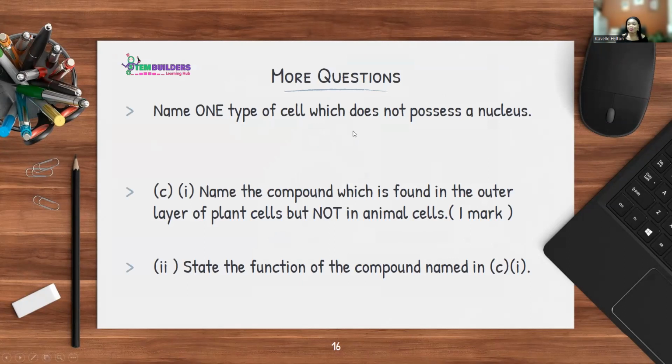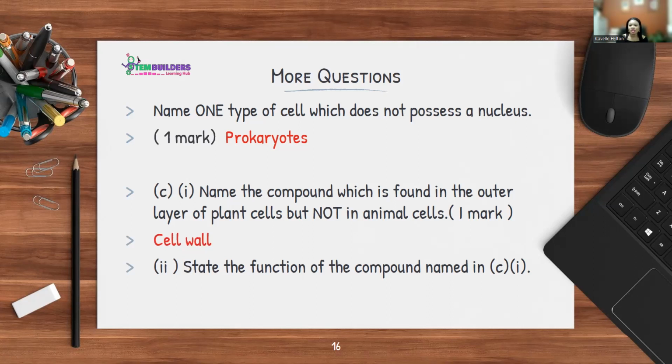Now let's look at some more past paper questions. This one states, name one type of cell which does not possess a nucleus. One type of cell that does not possess a nucleus. Any guesses? Okay, so the answer is prokaryotes. We said it earlier. Prokaryotes don't have any nucleus, right?